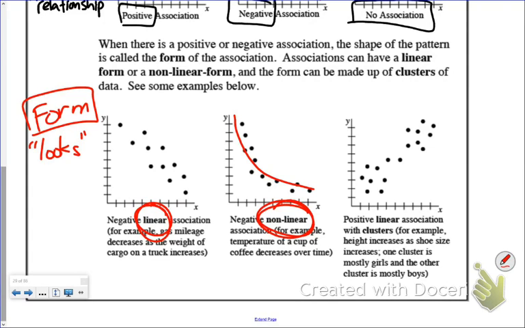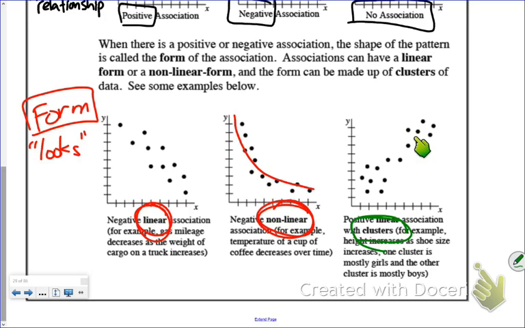Lastly, we also have to talk about clusters. Write down the word clusters. Clusters is a phrase for, are there groupings of points? In other words, like this group up here, that's one cluster. This group right here, that's one cluster. How many clusters does this graph have? So you would say linear with 2 clusters.